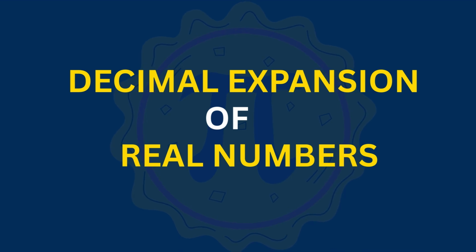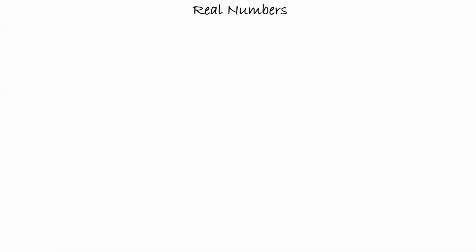Welcome students. In this video, we will learn about the decimal expansion of real numbers. We know that every real number is either rational or irrational. Rational numbers can be written in the form p by q, but irrational numbers cannot be expressed in this form.